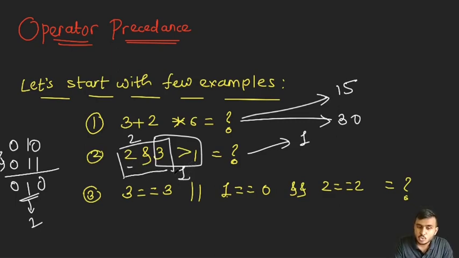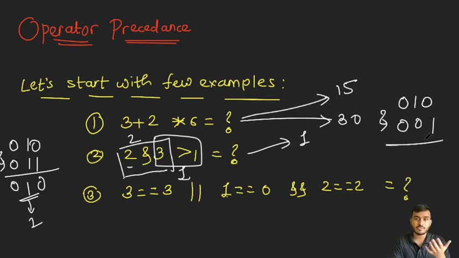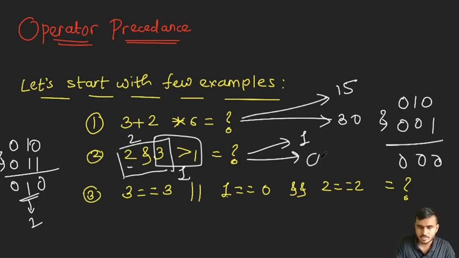Then we have 2 and 1. Now let's see what is the answer of 2 and 1. So 2 is 0 1 0, 1 is 0 0 1. And we have to perform the AND operation on it. If we perform the AND operation on it, you can see that the output we get is 0 and 1 is 0, 1 and 0 is 0, 0 and 0 is 0. So the answer in this case will be 0.